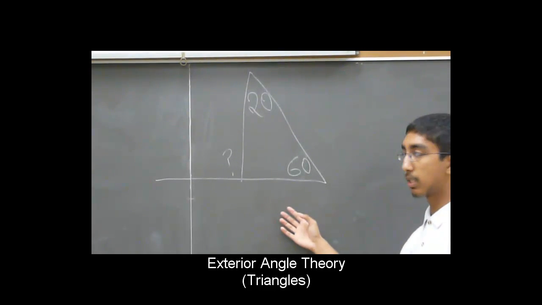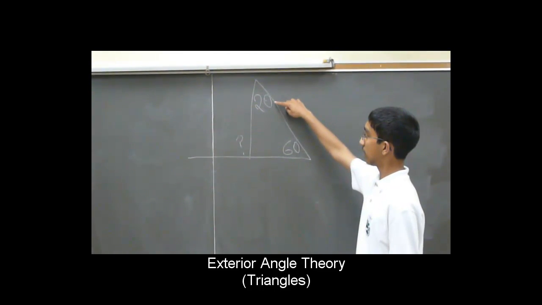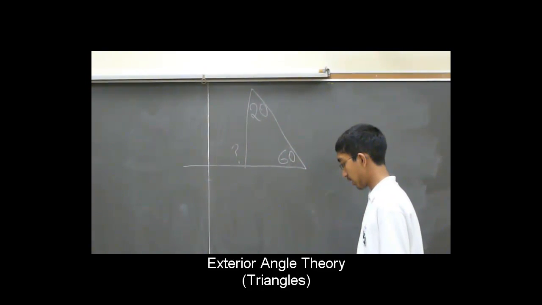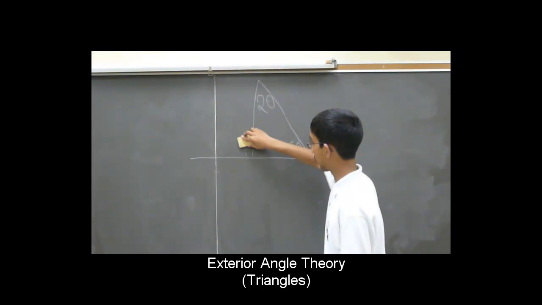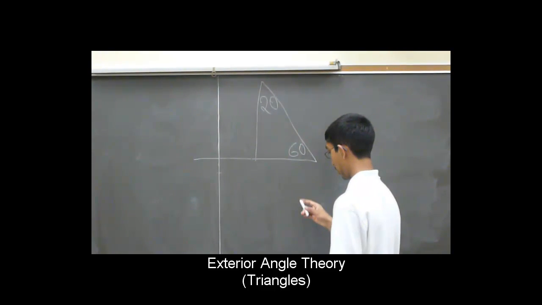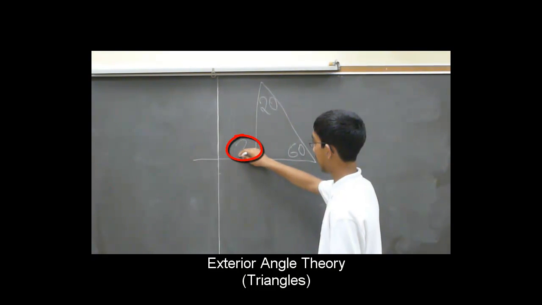Now let's use this example for it. This angle equals 20 degrees, and this angle equals 60 degrees. 60 plus 20 equals 80 degrees. So the exterior angle of this triangle would equal 80 degrees.